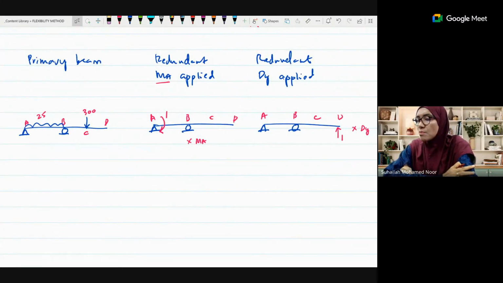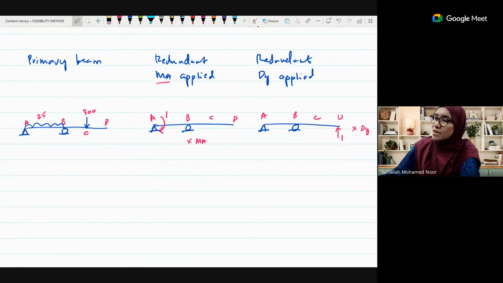Start from primary beam. Redundant MA applied means the system, everything in the system times with MA. Redundant DY applied means everything in the system times with DY. Okay, so this fulfill the principle of superposition. Okay, so now these are the three systems.